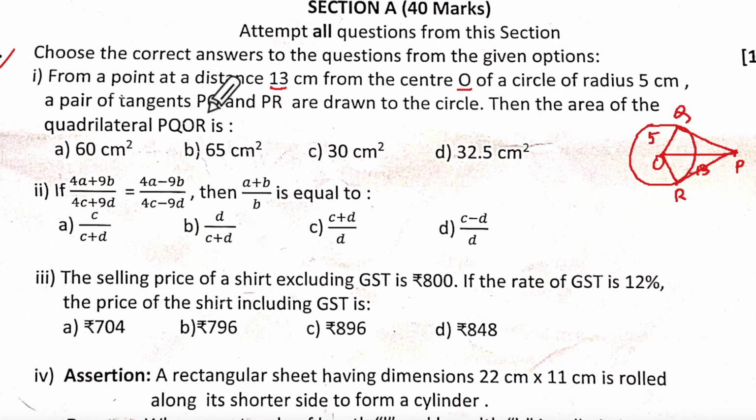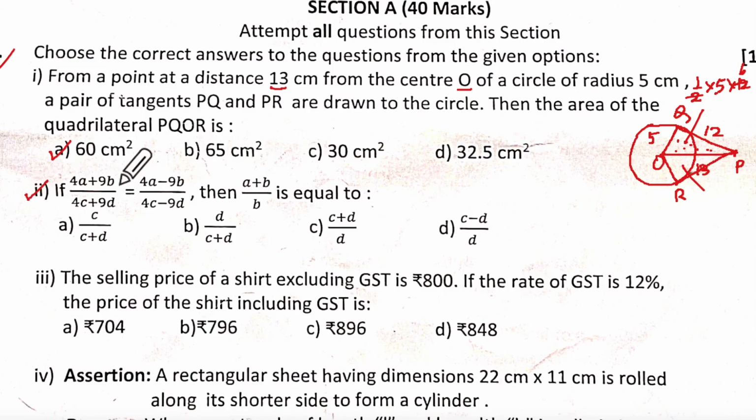And the area of the quadrilateral. Now, area of the quadrilateral will be area of the two triangles. This is 13, this is 5. Pythagoras theorem says this will be 12 centimeters. So the area of one triangle will be half base into height, which means 5 into 12, correct? So 2 goes 6 times, so it will be 5 into 6, 30 for this triangle. This also will be 30, which means 60. Okay, so first one is A option. You're with me? Yes. Okay.